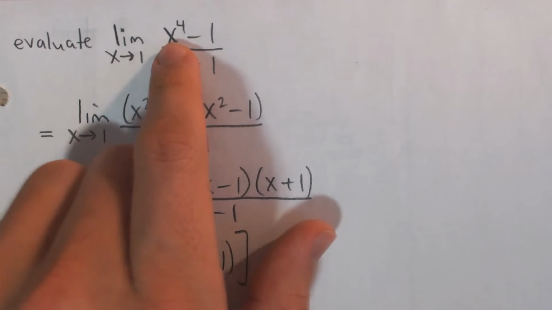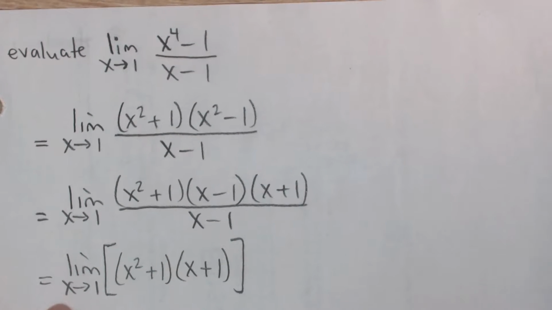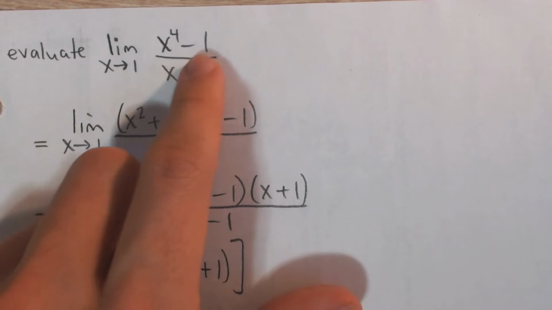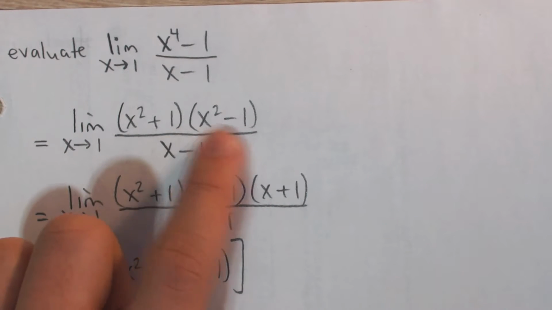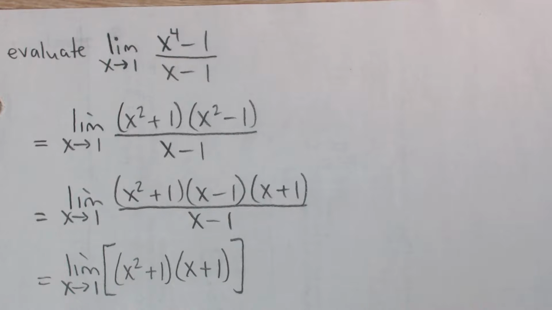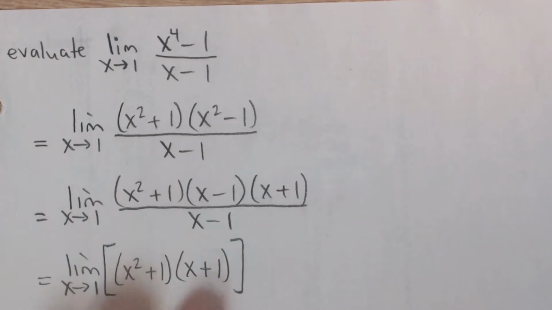It's x squared, all being squared, minus 1 being squared. And so we can factor that into (x squared plus 1) times (x squared minus 1). And we can factor x squared minus 1 even further. It's also a difference of squares, right? It's x being squared minus 1 being squared.